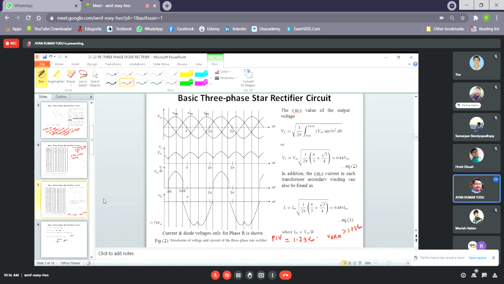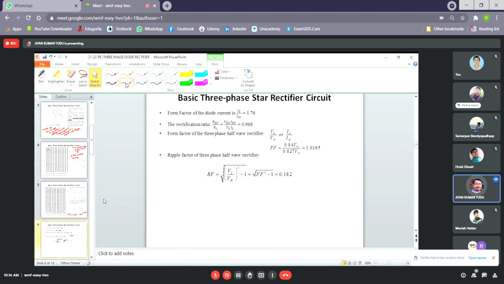Okay, maximum is how much? Vm by R. Therefore, the peak repetitive forward current rating of these diodes must be chosen to be higher than the peak load current Im.